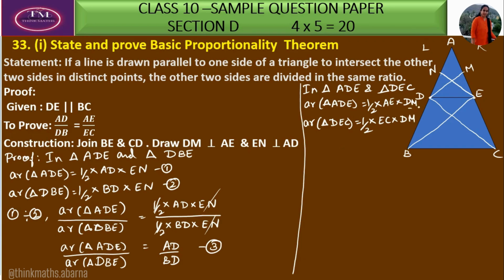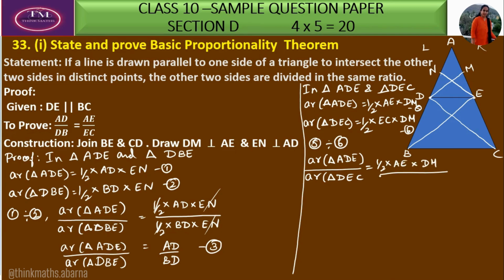Now this is 5 and 6. Now 5 divided by 6. So you will get area of triangle ADE divided by area of triangle DEC equal to half into AE into DM divided by half into EC into DM. So DM gets cancelled and half gets cancelled. So you will get AE by EC. So this is the 7th equation. Okay. Now take 3 and 7.